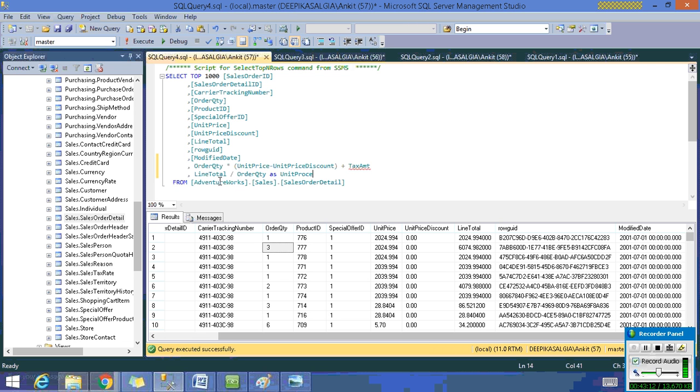So you can do all different mathematical calculations that you can think of, even complex ones. You can do it here, and that would be a calculated column on your table, and then you have to alias it, and that's it.